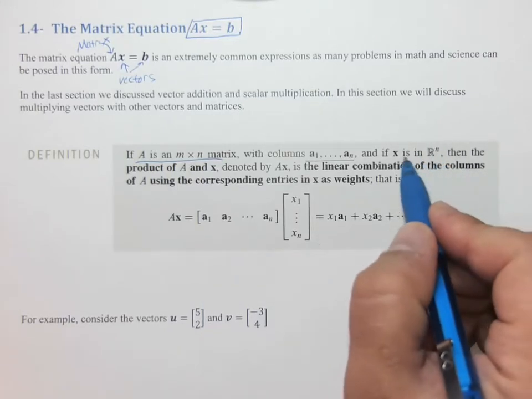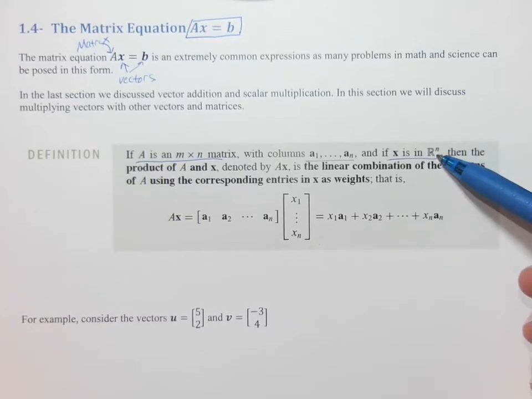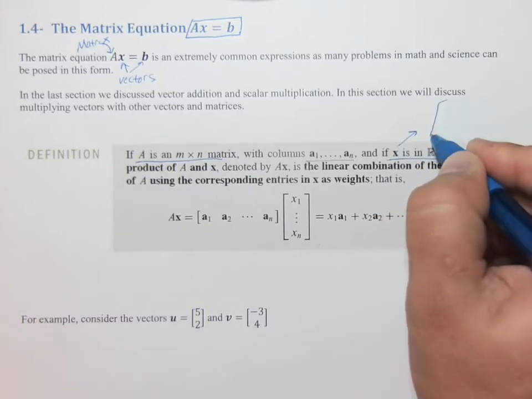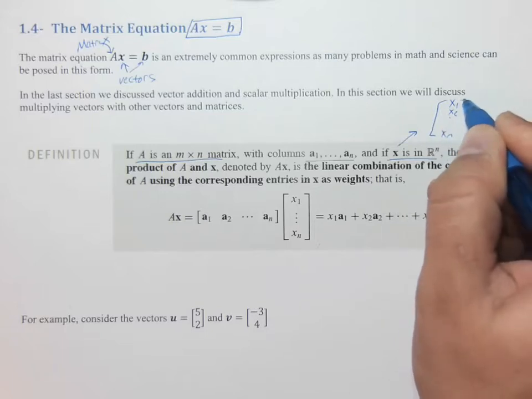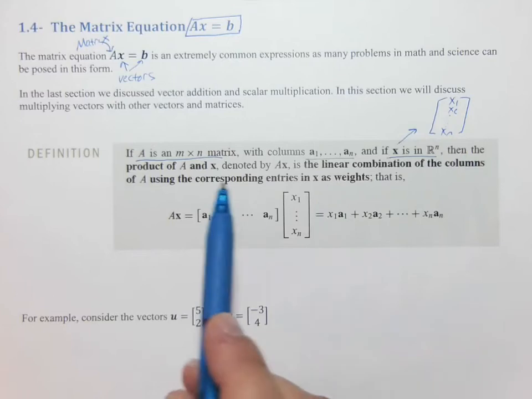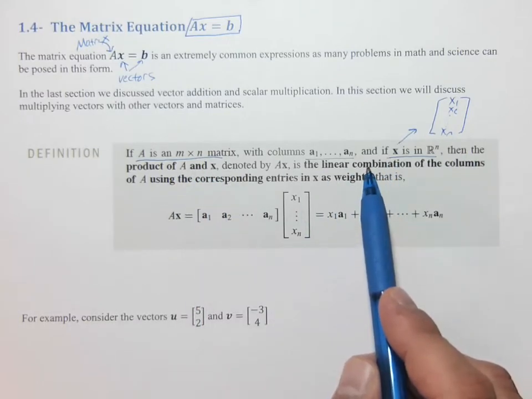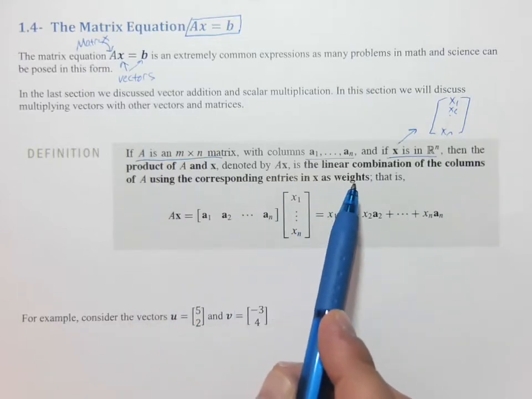And then x is in Rn. Let's dissect that. Rn, as a reminder, means real numbers with n entries, and so we're thinking about x as being a column vector that has n entries in it. It could be x in R2, in which case there'd be 2 entries, R3 would have 3 entries, R10 would have 10 entries. Then the product of A and x is a linear combination of the columns of A using the entries in x as weights.